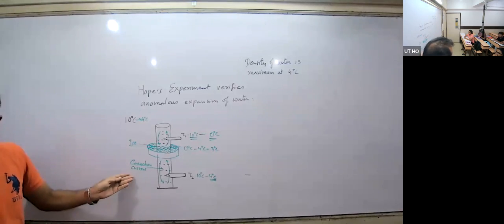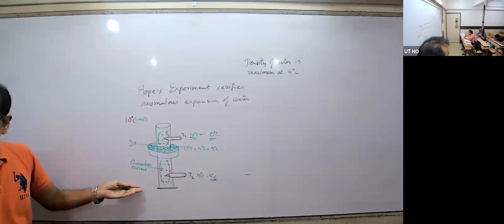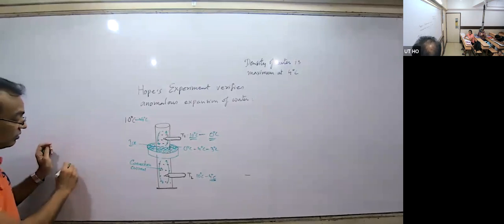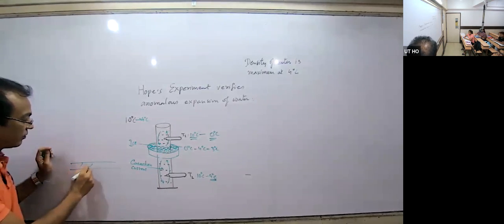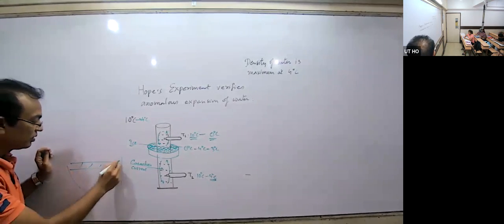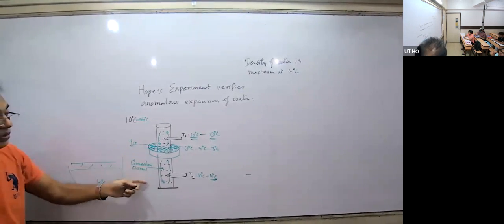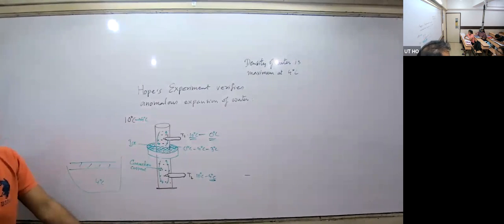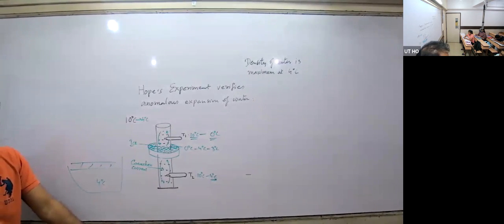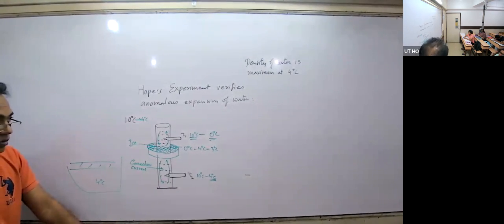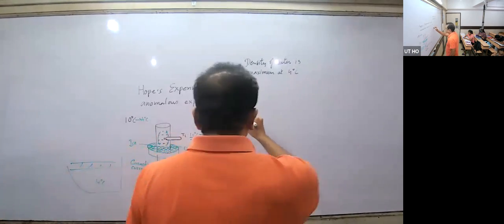So it verifies the anomalous behavior, because in a pond this is what happens. The upper surface freezes, whereas the lower body temperature remains at 4 degrees Celsius. So in the laboratory also we can verify this. Clear? Okay. So if you read the book, you can draw the graph of both the thermometers.